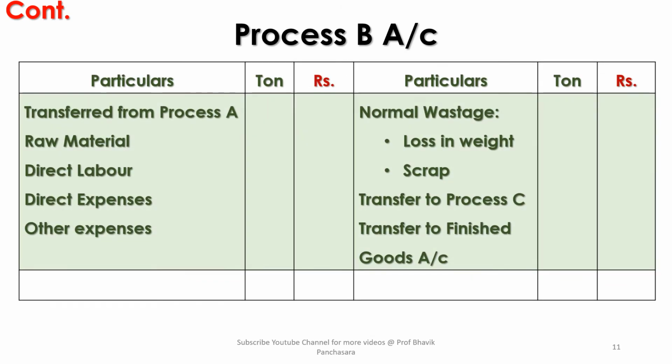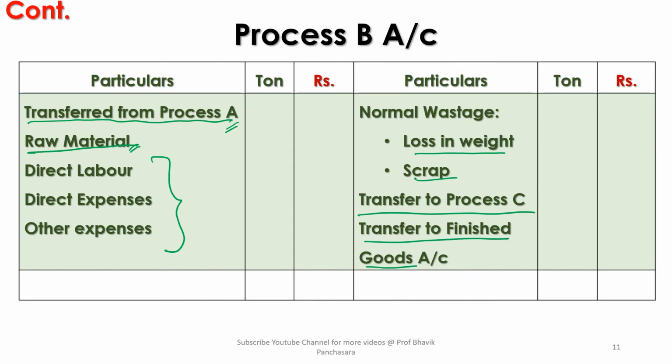Now we will continue with the process B account. So first of all, on the debit side we will put all these details: material transferred from process A, then raw material introduced, then all three expenses. Then on the credit side, normal wastage, in which weight loss, scrap, transfer to process C and transfer to finished goods account.